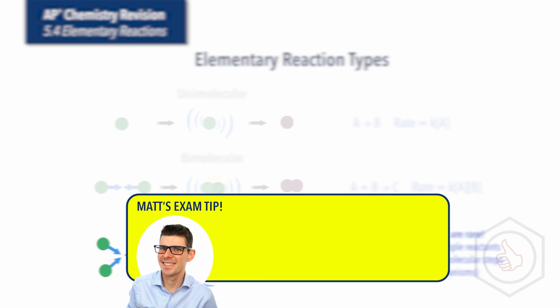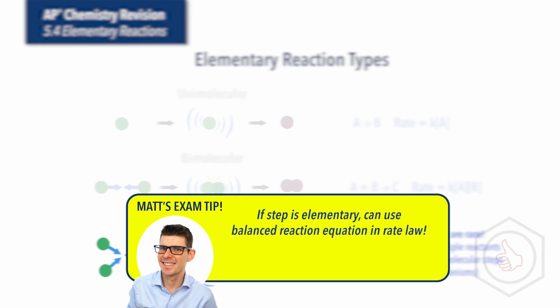Exam tip here: if you're told a step is elementary, then you're allowed to use the balanced reaction equation in the rate law, but never do this for an overall reaction, only if you are told the step is elementary. This is because most reactions actually proceed by several elementary steps, so the overall rate law won't simply be based on the overall reaction equation.